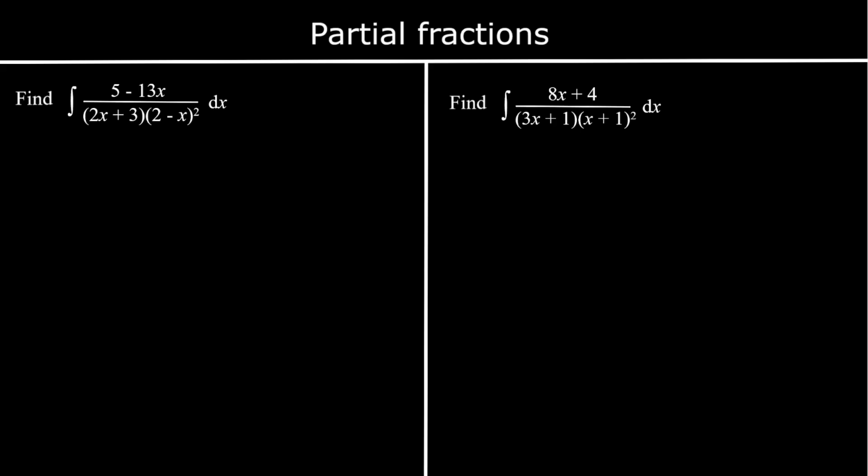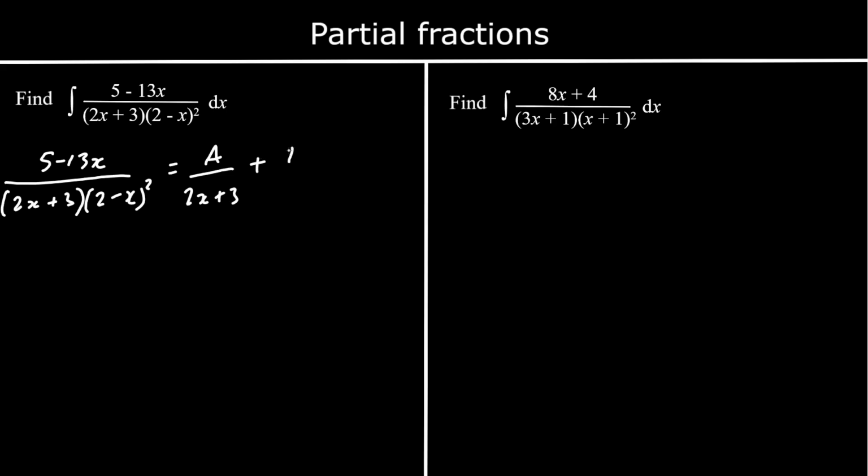And another question, we are going to split it into partial fractions again in order to integrate it. This time we have a squared term on our denominator. So we're going to have a over 2x plus 3 plus b over 2 minus x without the squared plus c over 2 minus x squared. So whenever we have one of our brackets squared in our denominator, we have the squared version and the not squared version in our partial fraction.